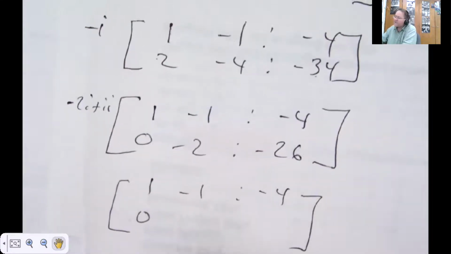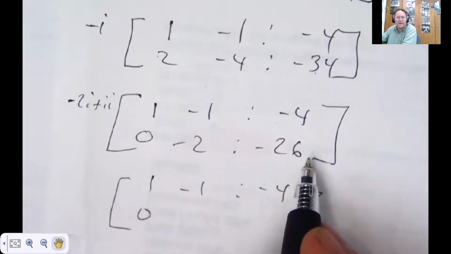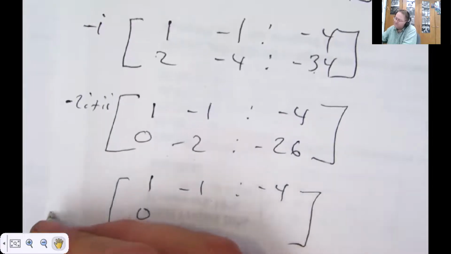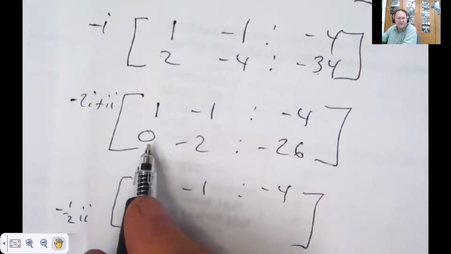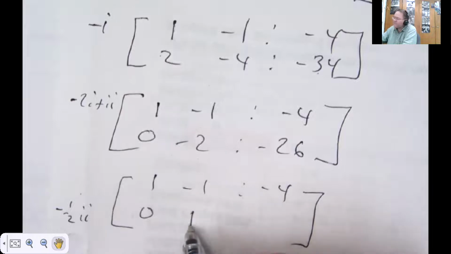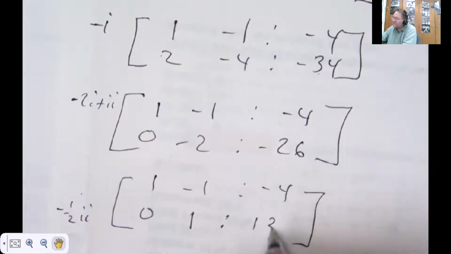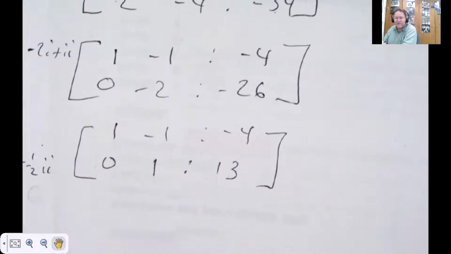But this time what I'm going to do is multiply everything in row 2 by negative 1/2. So if I do that, I get negative 1/2 times 0, 0. Negative 1/2 times negative 2 is positive 1. Negative 1/2 times negative 26 is positive 13. Now, that's it. That's Gaussian elimination. Now you have to back substitute.